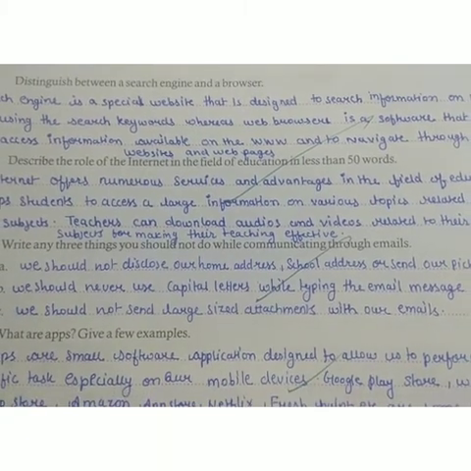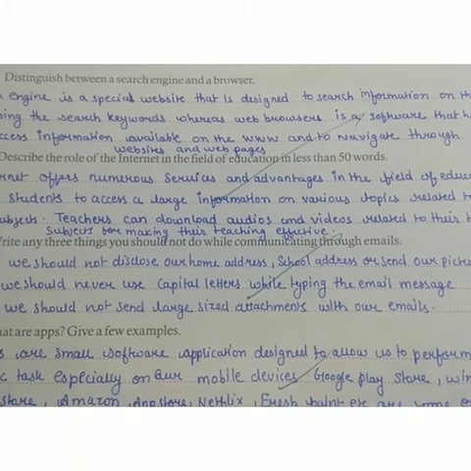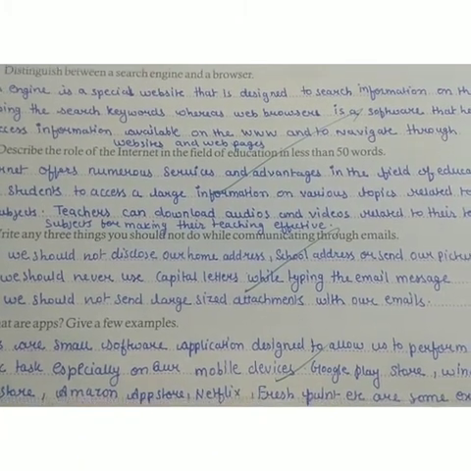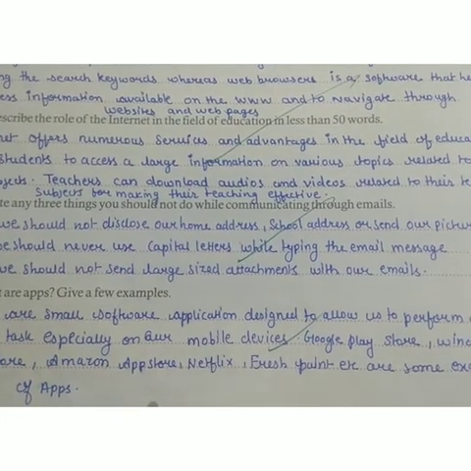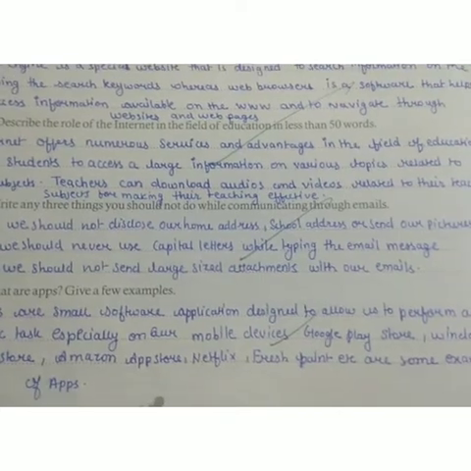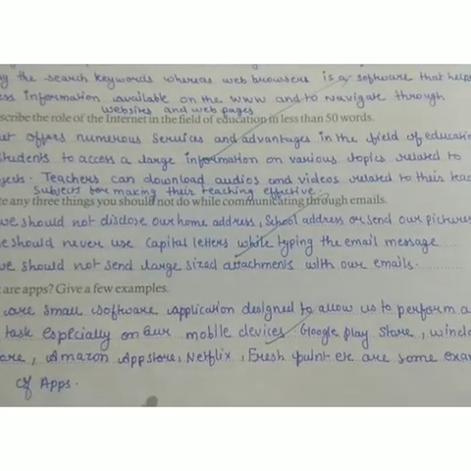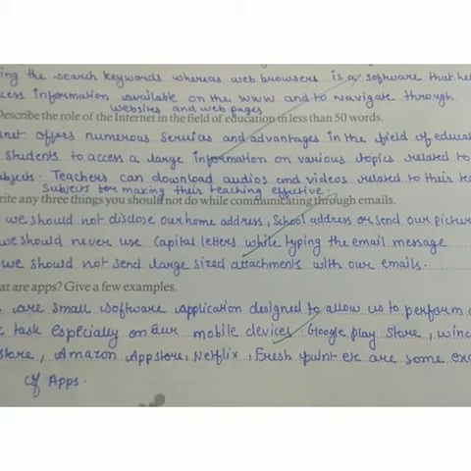And your last, fifth one is, write any 3 things you should not do while communicating through emails. So first, we should not disclose our home address, school address, or send personal pictures. Second, we should never use capital letters while typing the email message. Third, we should not send a large-sized attachment with our emails.